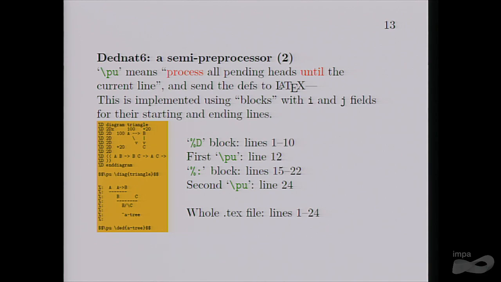This idea is implementing a very simple data structure that I call blocks. And each block has an I and a J field, let's say the starting line and the ending line of the block. So in this example, we have a two-dimensional diagram here. We have a tree here. This thing is a block of %d lines. This thing is a block of %colon lines. This block is in lines 1 to 10. Then we have a PU here.